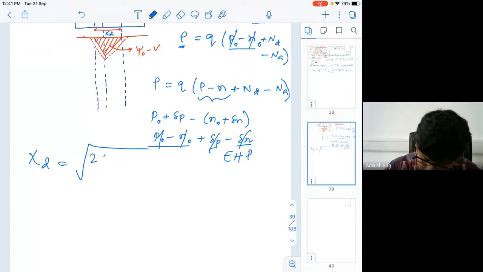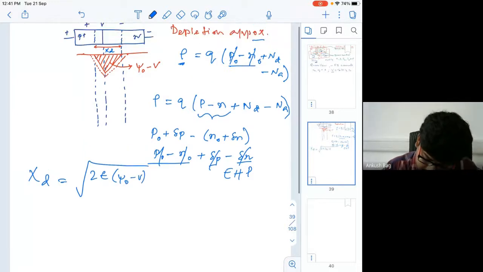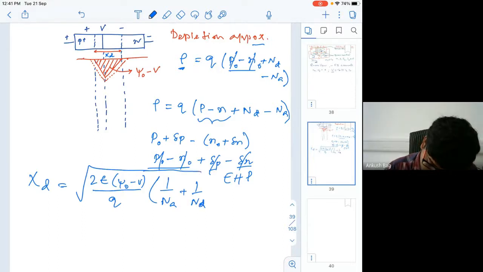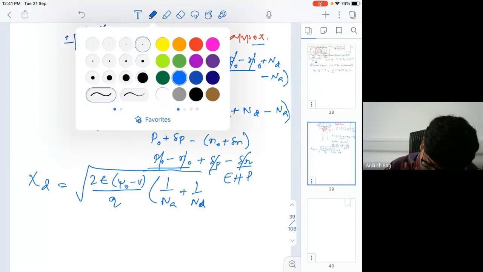2 epsilon (psi naught minus V) divided by Q, times (1 over Na plus 1 over Nd), because here your potential or the electric field changed from psi naught to psi naught minus V. So your depletion region thickness will now be reduced. And just don't get confused.